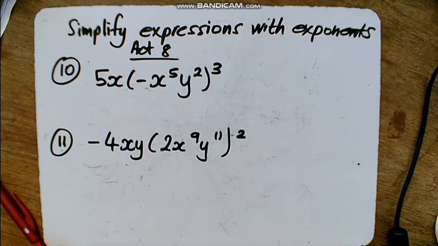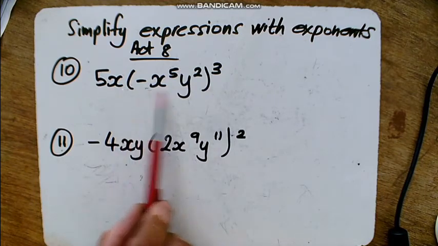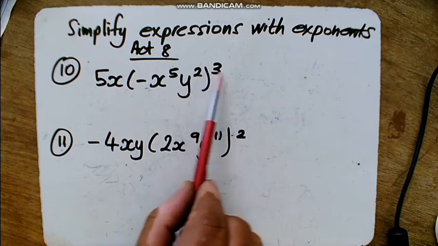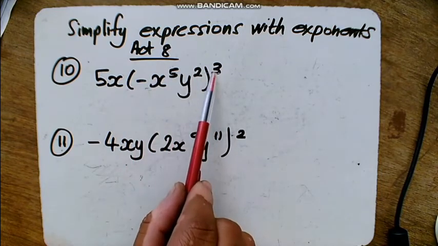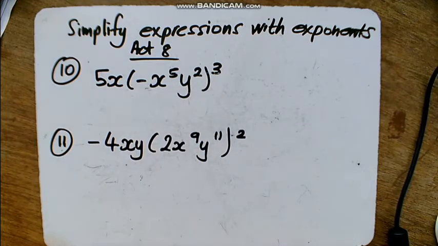The next one is simplify expressions with exponents. So notice that we have brackets here, and this 3 has to be multiplied by all these exponents. So everything in the brackets must get this power. We do that first, okay? So we're going to multiply all those by 3.